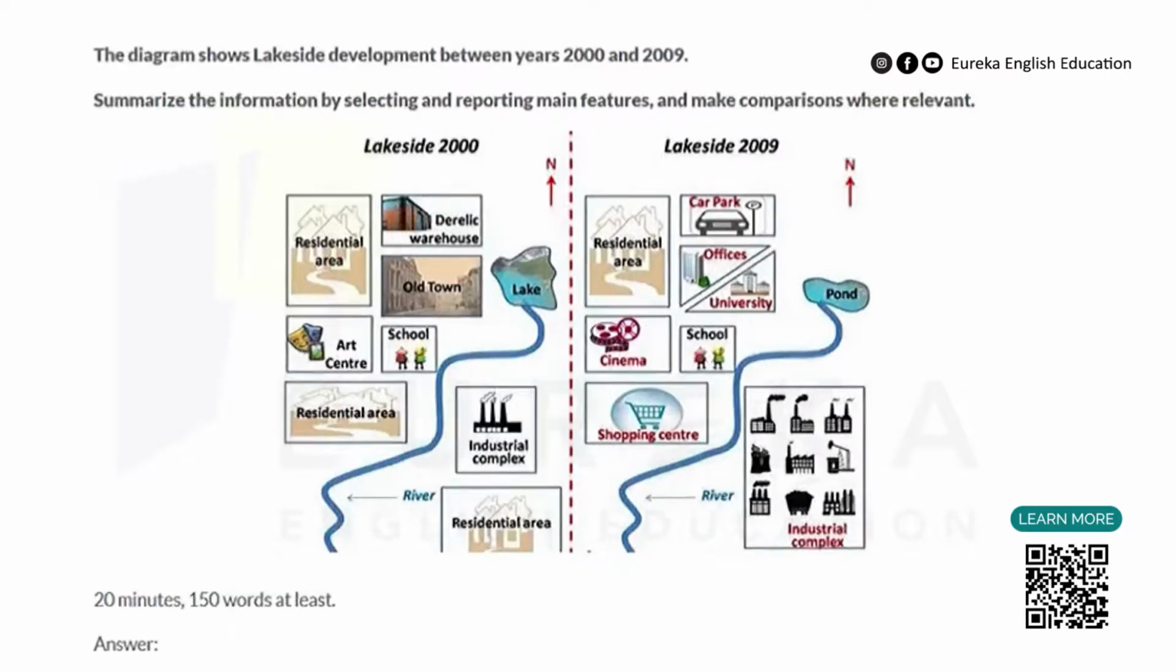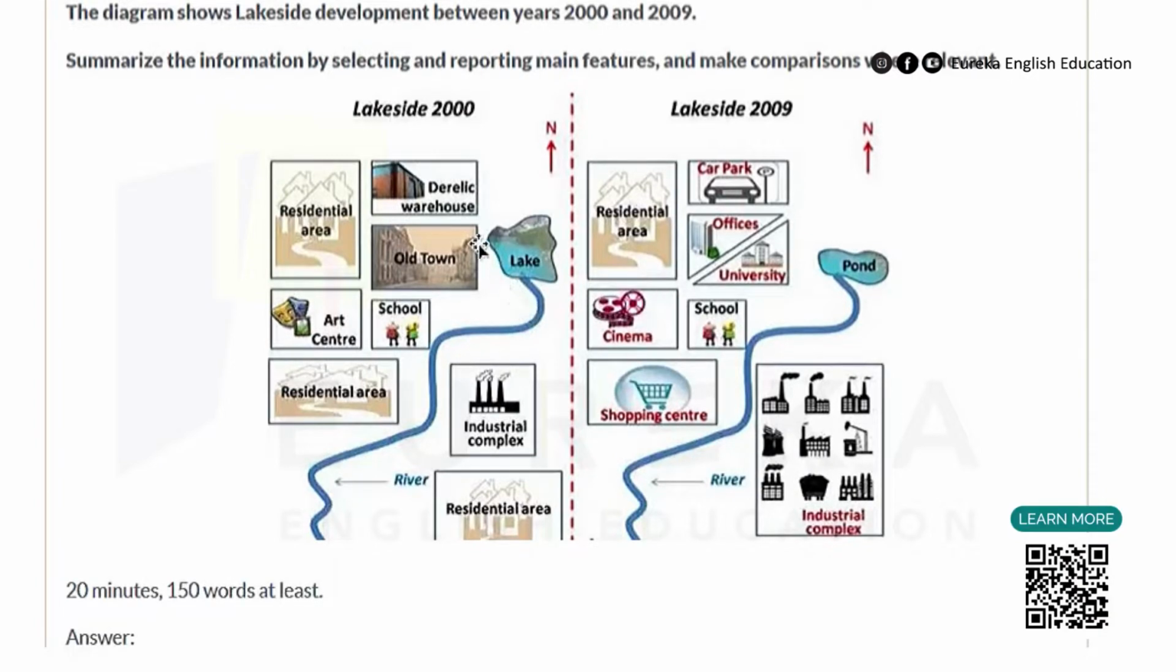If we pay attention quite closely, we can see one of the main changes on this map is the number of residential areas. You can notice that in 2000 there were 3 residential areas, but in 2009 there was only 1 residential area. So that could be one of the changes that we can write for the overview part.